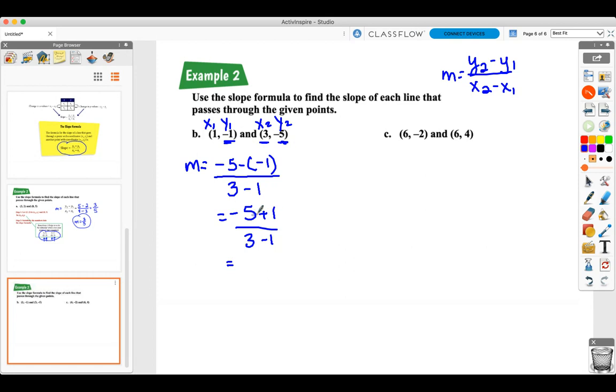Negative 5 plus 1. You're adding opposite integers, different signs. You're going to be subtracting their absolute values, and you're going to get 4. And because there are more negatives, the answer is going to be negative 4. So negative 4 over 3 minus 1 is 2. And now you definitely do have to simplify. So negative 4 divided by 2 is negative 2, or negative 2 over 1. Right? They both work.